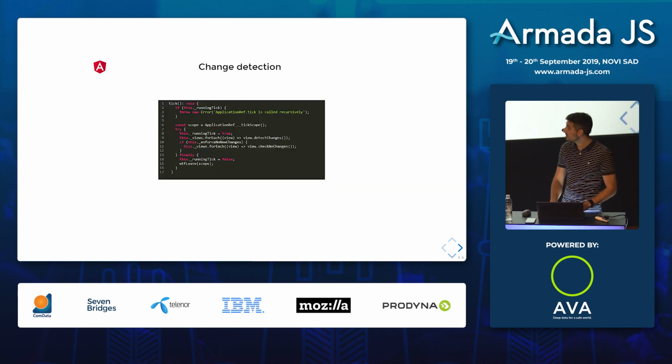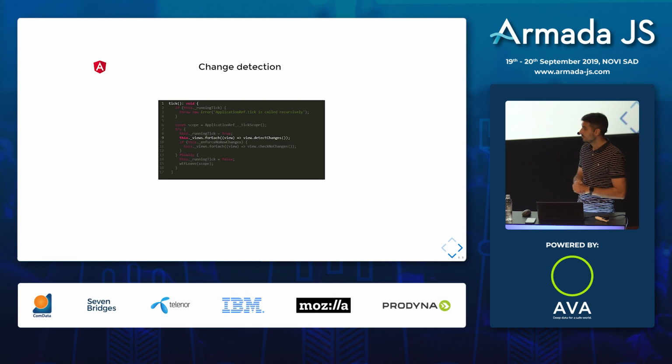So this tick method actually goes through each view and calls detectChanges. It calls that change detector, which detects the changes. If something is changed, it updates. And it goes only one cycle. So it is basically the digest cycle, but only one run.